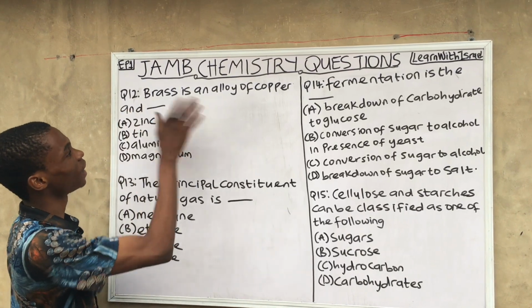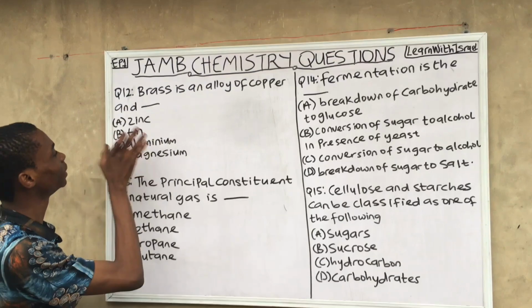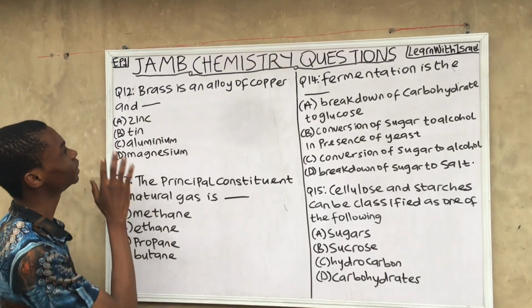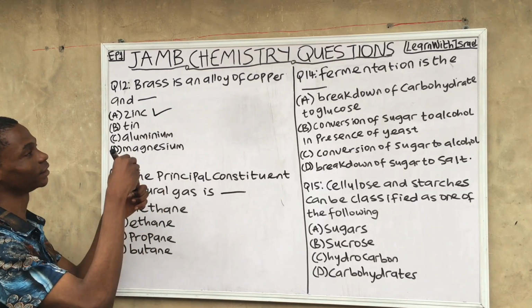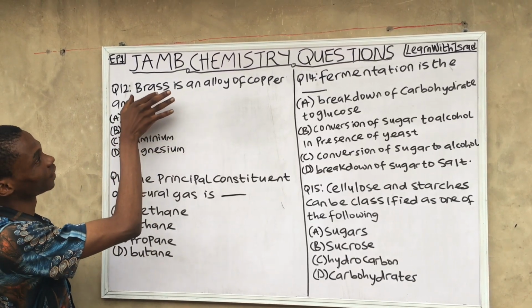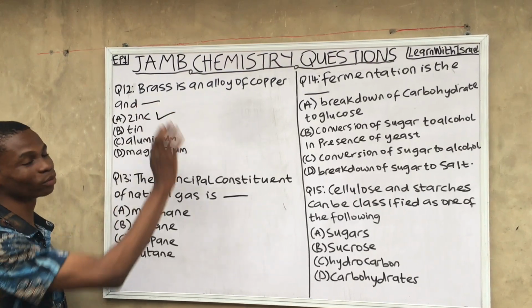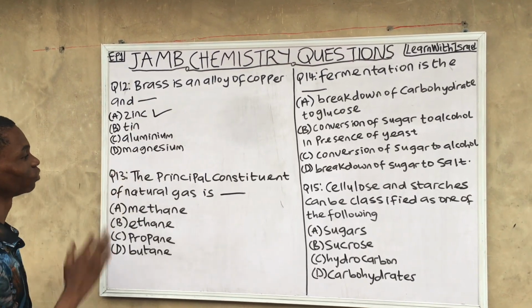Question 12. Brass is an alloy of copper and dash. A, zinc, B, tin, C, aluminium, D, magnesium. So the correct answer is what? It is zinc. Brass is an alloy of copper and zinc. Assuming it is bronze that is here, we would have gone for tin, because bronze is also an alloy of copper and tin, for those that don't know. Let's move to question 13.